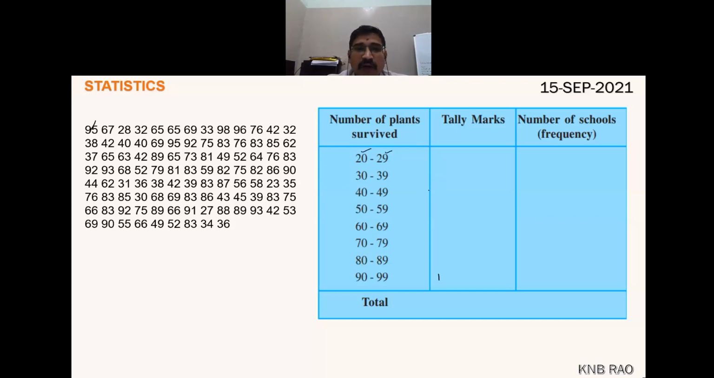Okay, and the number of trees will never be decimals. For that reason, I have taken inclusive class intervals. That is the first important reason.